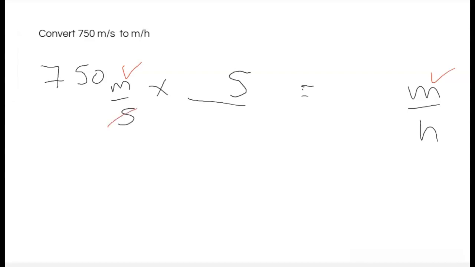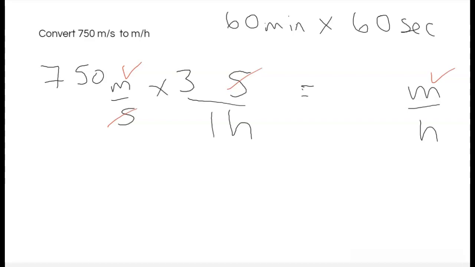My seconds will cancel with my seconds. But now I need to replace that unit of seconds with the desired unit, and I am looking for hours, so I'm going to put hours on the bottom because I want to end up with per hour. The relationship between seconds and hours: I know that in 1 hour there are 60 minutes, and there are 60 seconds in a minute. That actually could be its own dimensional analysis piece, right? So there are 3,600 seconds in 1 hour.